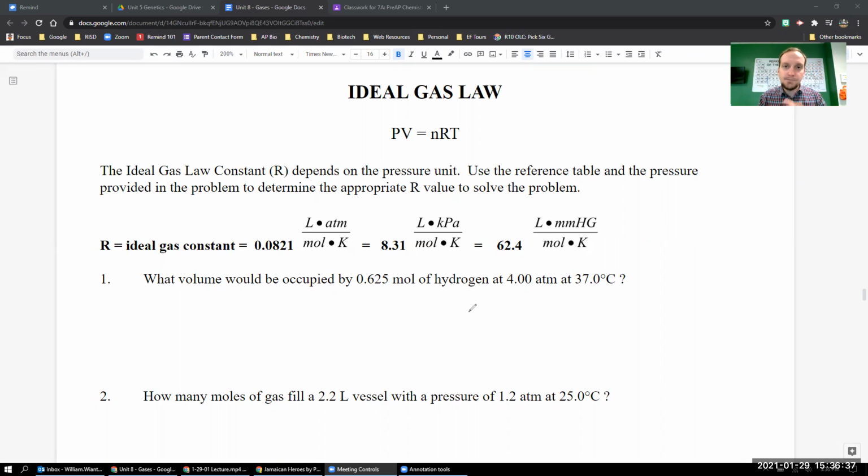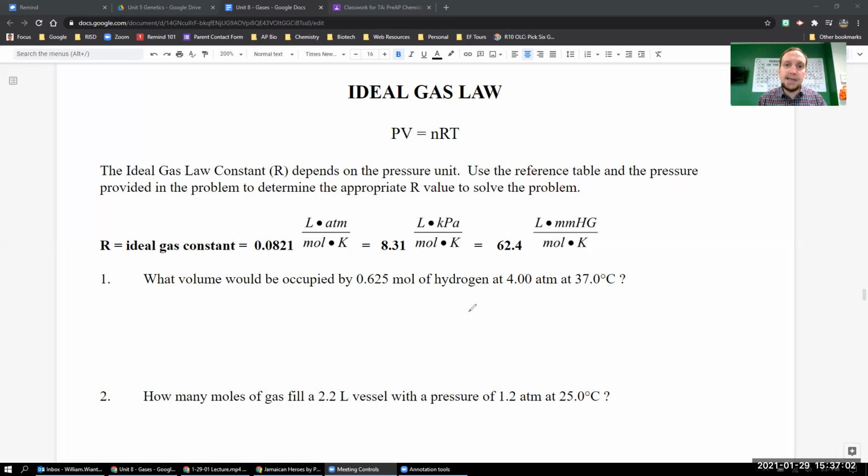Again, just to repeat, you'll only be given one of each. So one pressure, one volume, one number of moles or quantity of gas particles, and one temperature. Again, one of those will be missing, of course. All right, so the way it looks is PV equals nRT.